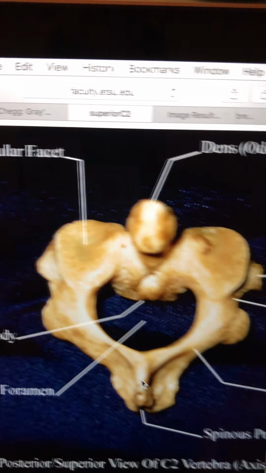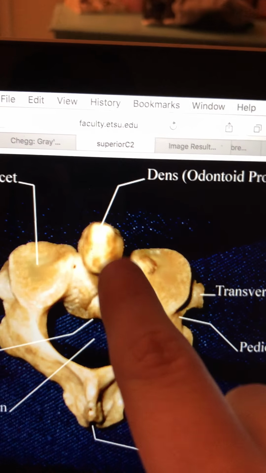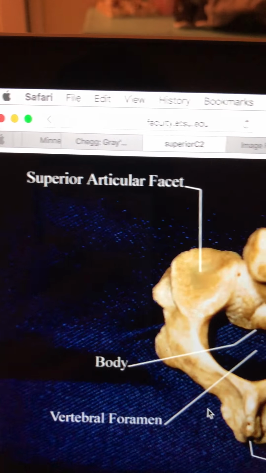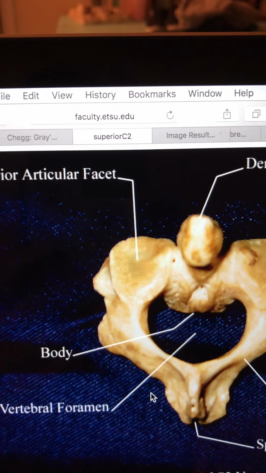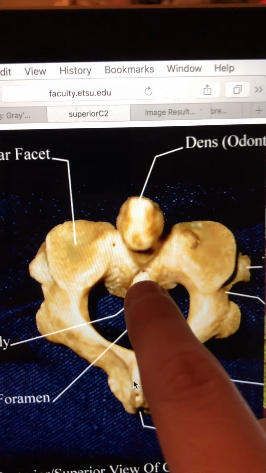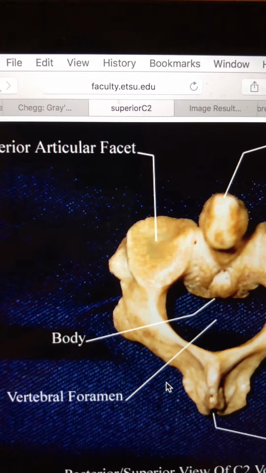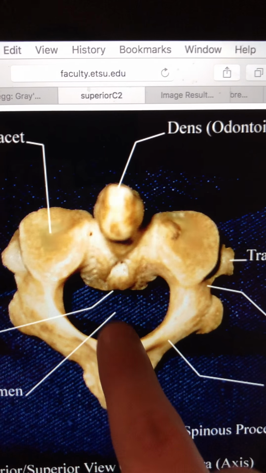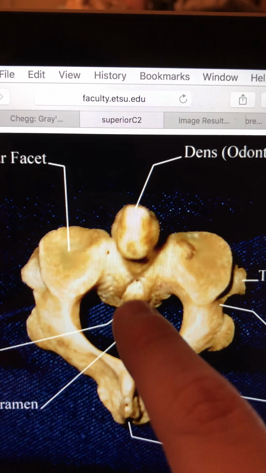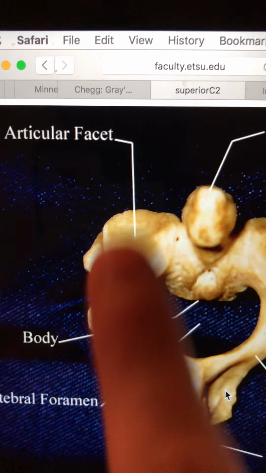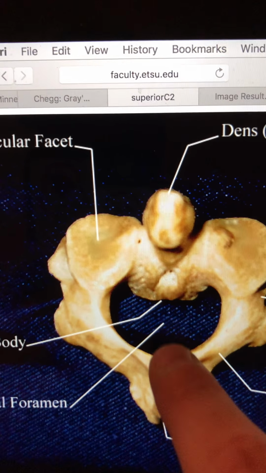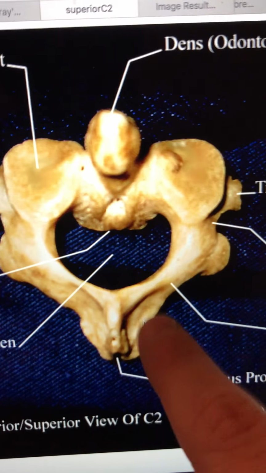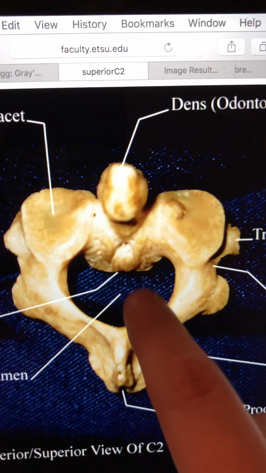Okay, so you see the dens. That looks kind of like a tooth. And there's the superior articular facet, which we were talking about on C1 as well, and the body of the vertebra. And right here, you'll see C2, C1 doesn't have this, but C2 does, the vertebral foramen. That one's very easy to know, since it's in pretty much every region of the vertebral column. That would be one of the easiest ones, in my opinion, that you'll learn.